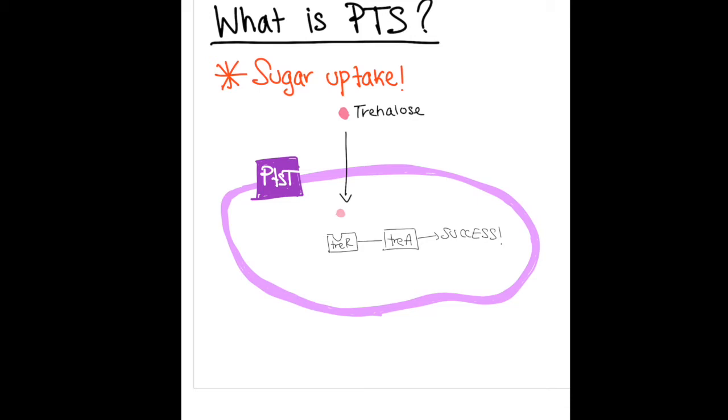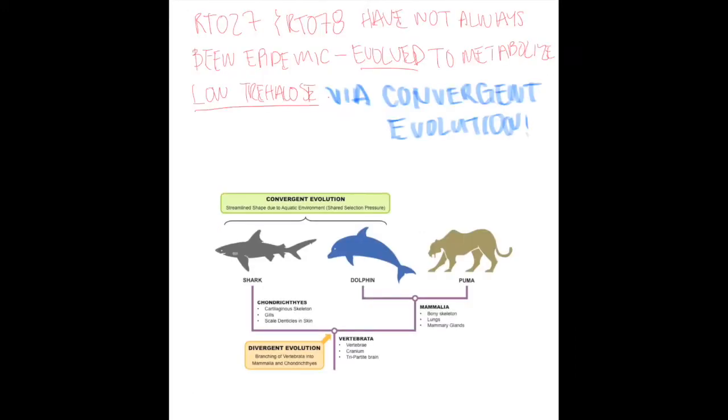Bacteria prefer glucose over any other nutrient. Glucose always comes first, but this trehalose-specific PTS system and this transporter protein are now available to help trehalose make its way into the bacterial cell. And this is how the RT078 is able to metabolize trehalose at low levels.